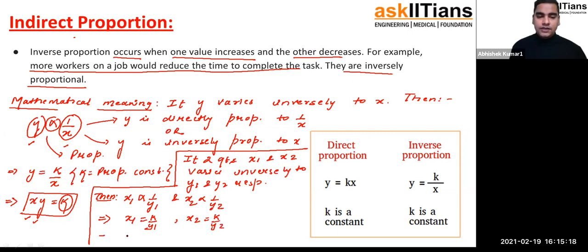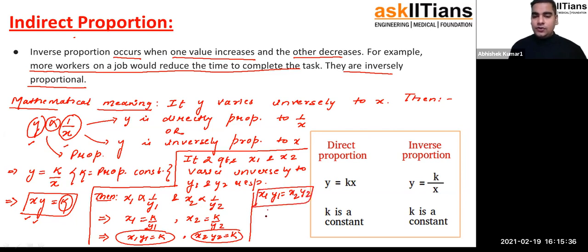If you cross multiply, what are you going to get? You will get x1 y1 is equal to k, and x2 y2 is equal to k. So can we say, from the first and the second result, that x1 y1 is equal to x2 y2? We can say that, right? This is an important result that you all should know, and we will be using it to solve our problems. So basically, if we have two values varying inversely with respect to each other, x1 y1 and x2 y2, then x1 y1 will always be equal to x2 y2.